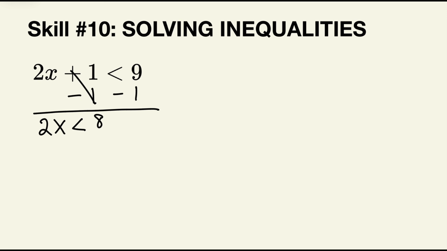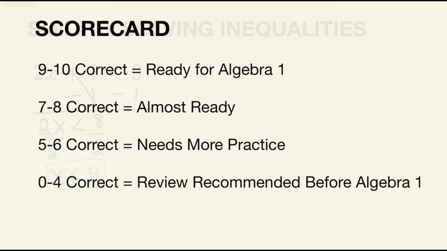Now we can undo multiplication by dividing by 2 on both sides. The 2's cancel out. We are left with x is less than 4. Final answer. Why it matters? Inequalities are similar to equations, but they have many possible solutions. So let's go ahead and stick around for the scorecard next.